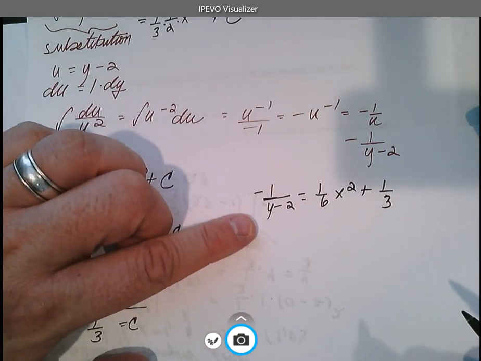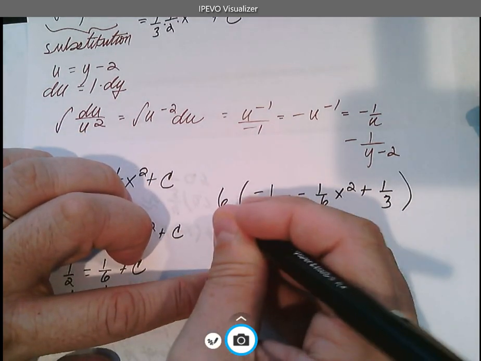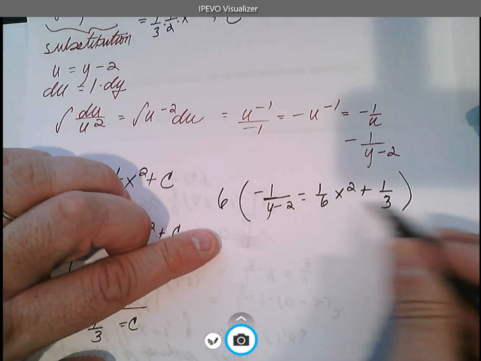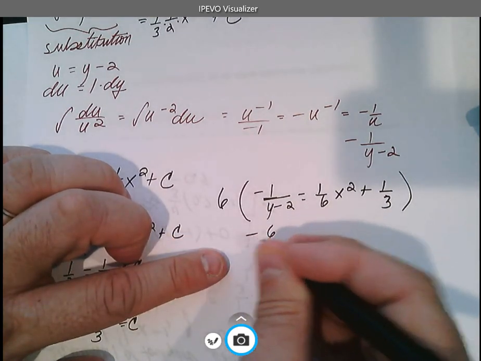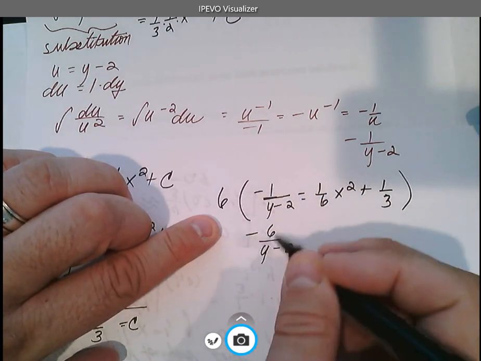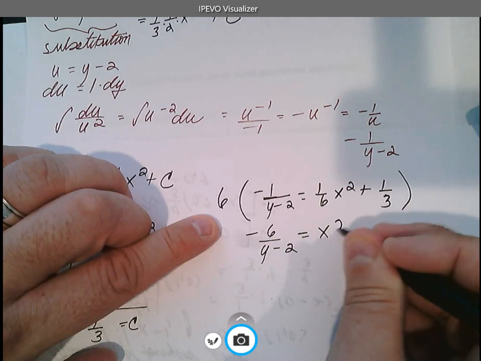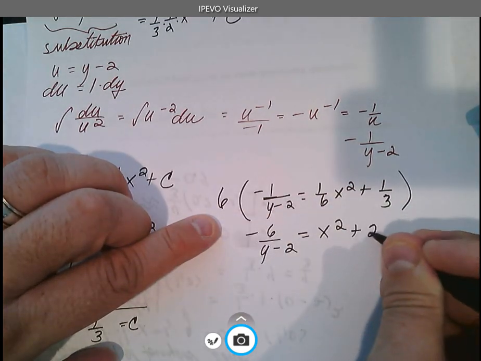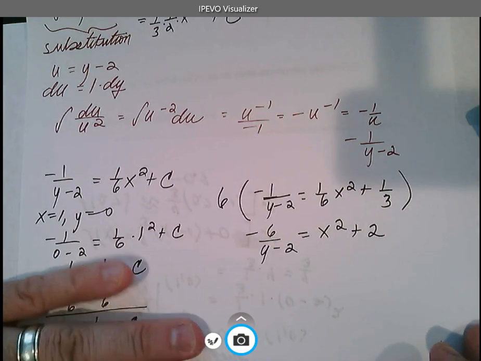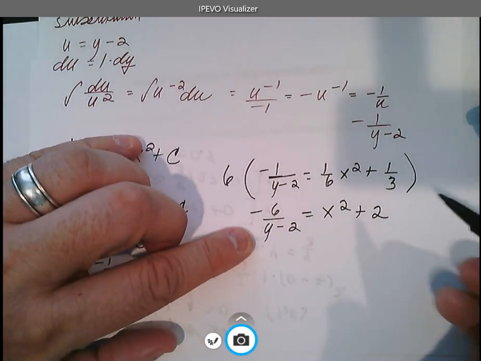So I want to do one of the things that I would have learned teaching Algebra 2, or maybe even Algebra 1, is I want to multiply both sides by 6. You don't have to do this, but stay with me and you'll see why this is helpful. 6 times negative 1 over y minus 2 is negative 6 over y minus 2. Negative 6 times 1/6 x squared is x squared. 6 times 1/3 is 2. I don't know about you, but that already looks a little bit cleaner, a little kinder to me.